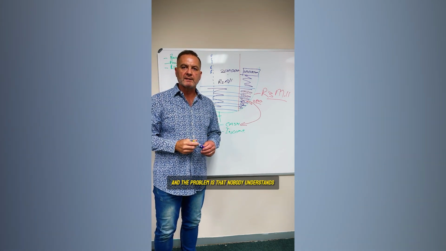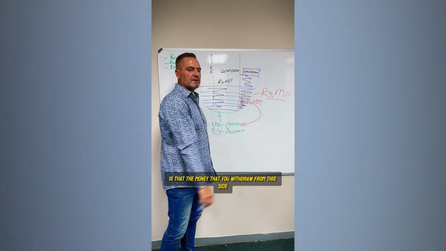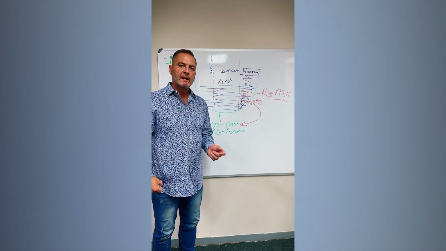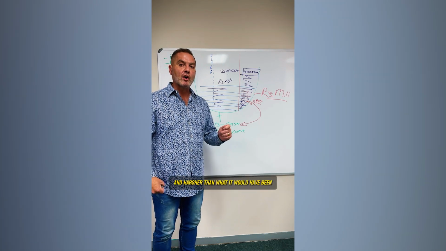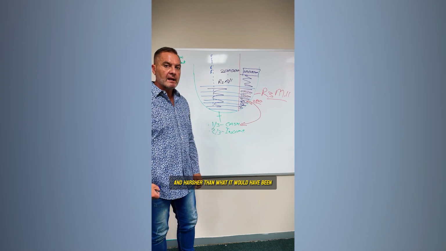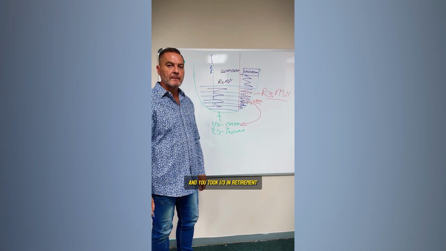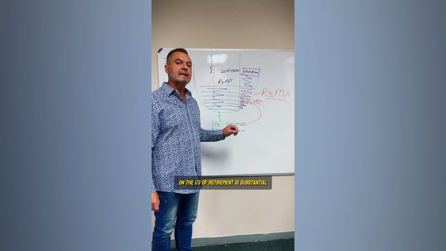And the problem that nobody understands is that the money that you withdraw from this side on a yearly basis is taxed at withdrawal tax rates. And those withdrawal tax rates are substantially harder and harsher than what it would have been if you went into retirement and you took 1/3 in retirement. Because the tax breaks that we get on the 1/3 at retirement are substantial.